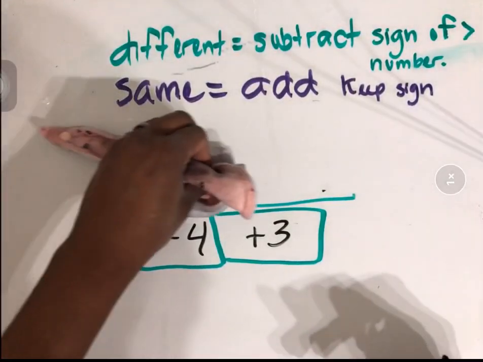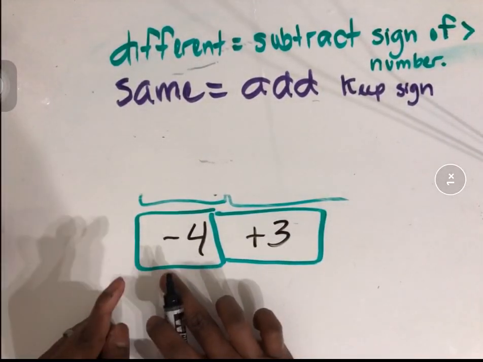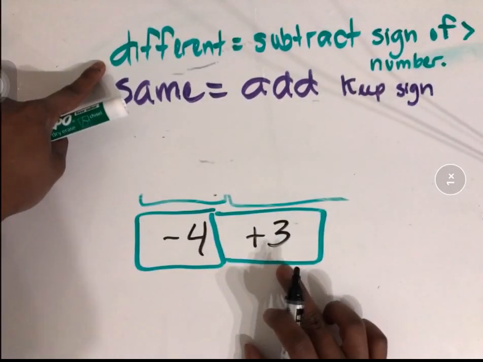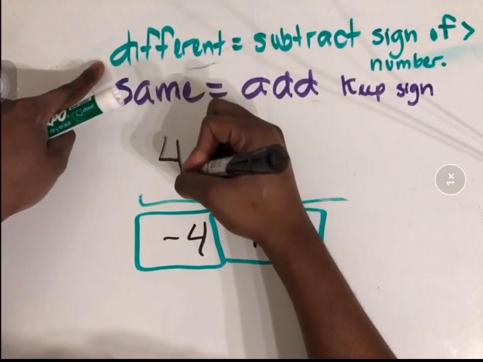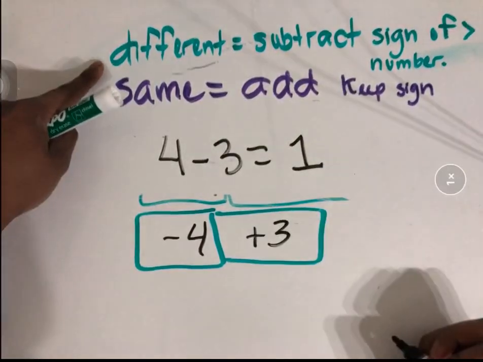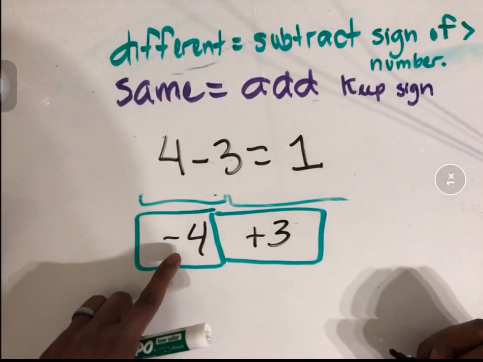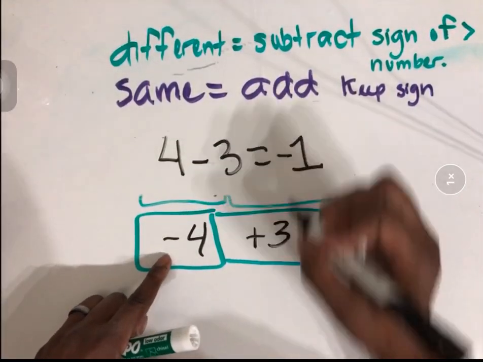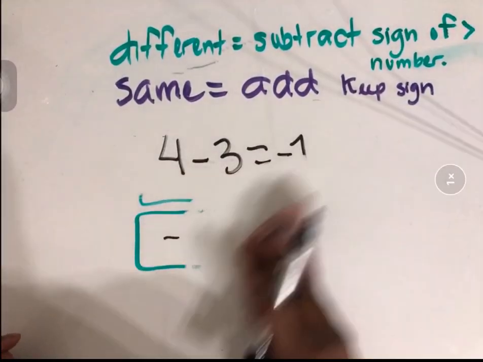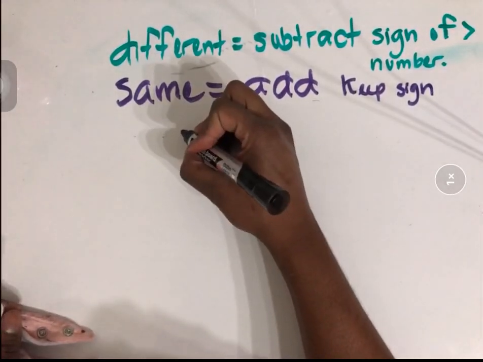Okay, and this is a terrible erasing job. There we go. So I have a -4 and a +3. These are different signs. So I'm going to subtract from my bigger number. 4 minus 3 will give me a 1. My answer is going to have the sign of the greater number. My greater number is a 4 and it's negative, so my answer must be a negative. Okay, that's the only way it works. Let's try another one.